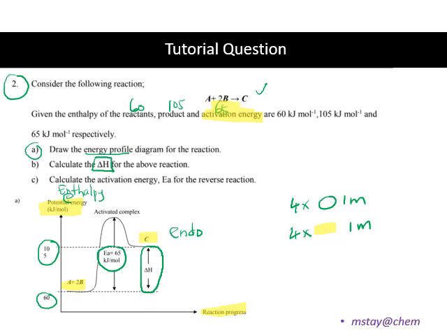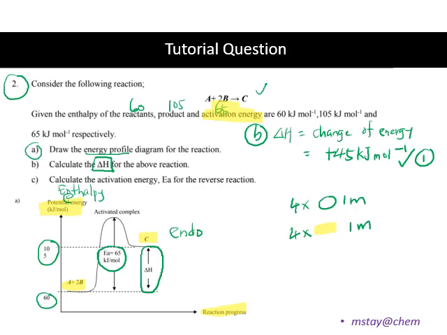Okay, next one, question B. Calculate the delta H for the above reaction. So as we know, the delta H is the change of energy of reaction. So it means that we are going to find the difference of the energy between the reactants and the product. So the enthalpy of product is 105, and the enthalpy of reactant is 60, so the difference is 45 kilojoule per mole. As this absorbed the energy, we can just write positive 45 kilojoule per mole. Here another 1 mark.